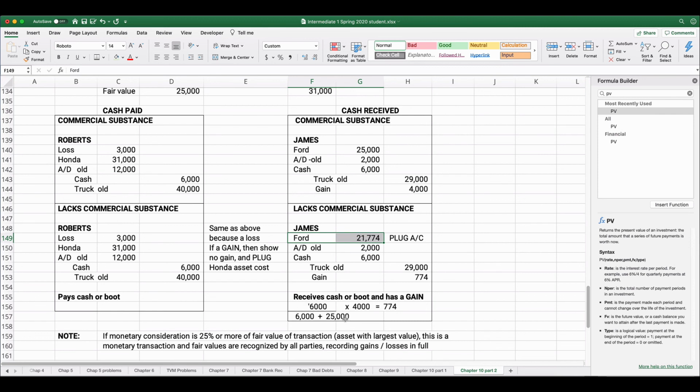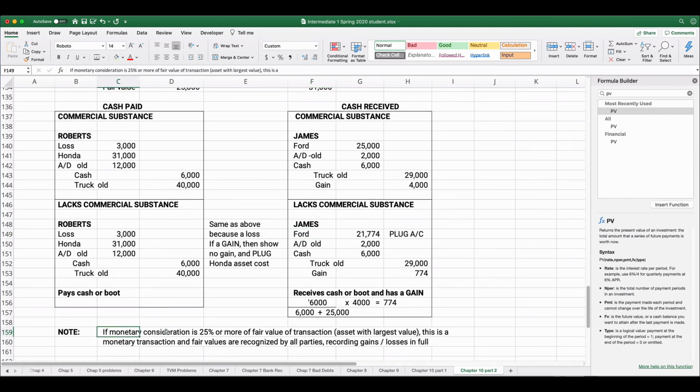And you can see what happens: if there is only a small percentage of cash, then you don't recognize a gain. You only recognize the gain to the extent that there's cash. If the monetary portion is 25% or more of the fair value of the transaction, then it's monetary, and you don't have to worry about it. Otherwise, you recognize only partial gains and the complete loss. In all cases, you'd recognize the complete loss.